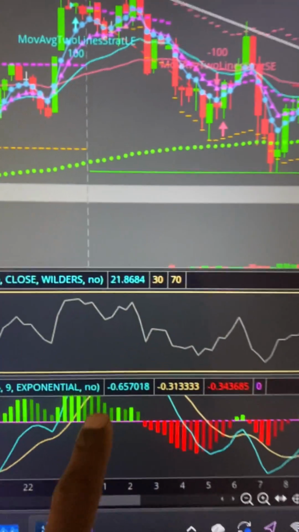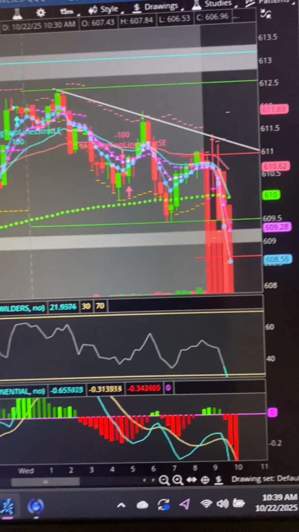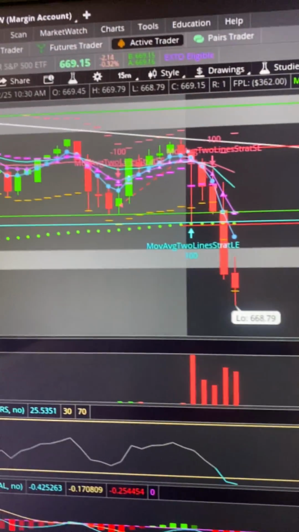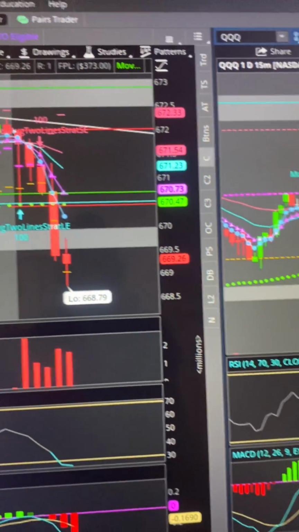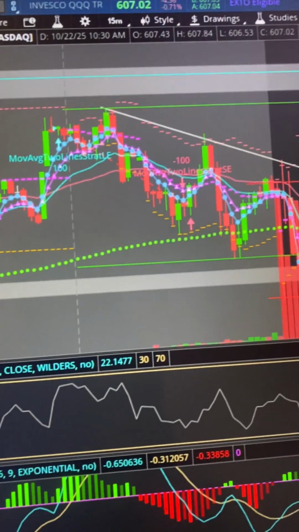Now look at that. That RSI dropped low. So look at SPY dropping. And so this is a way that you know how to analyze the market.